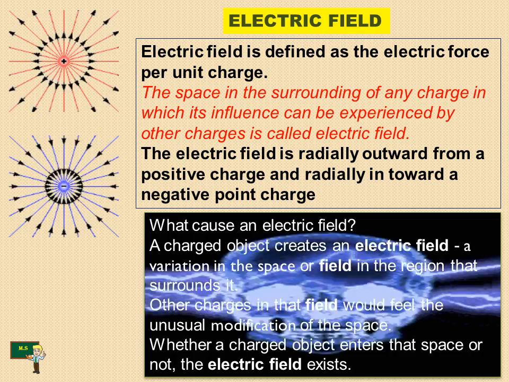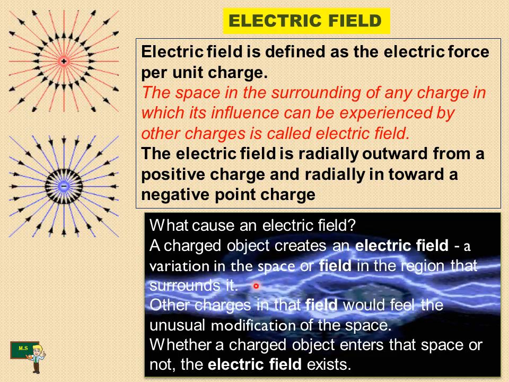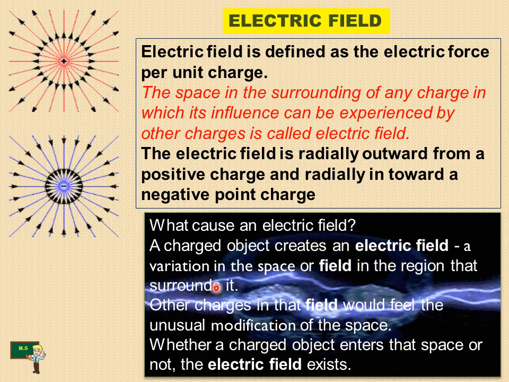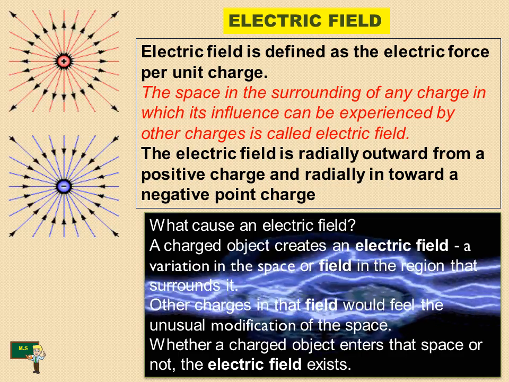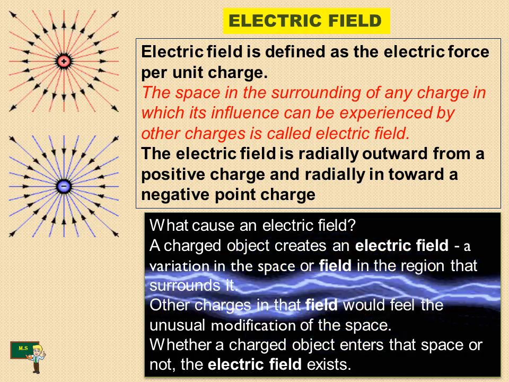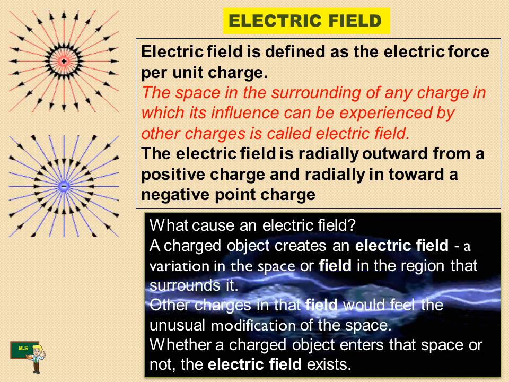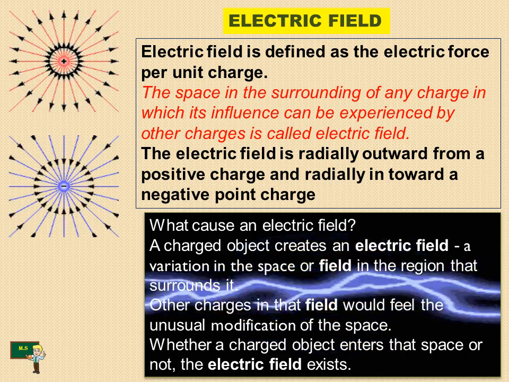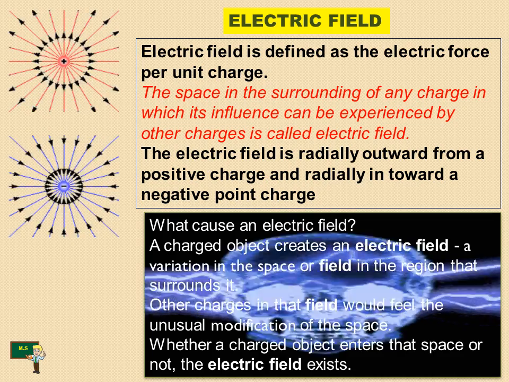What causes an electric field? You can see in this picture the movement of an electric field. A charged object creates an electric field, a variation in the space or field in the region that surrounds it. Other charges in that field would feel the modification of the space. Whether a charged object enters that space or not, the electric field exists in that area.